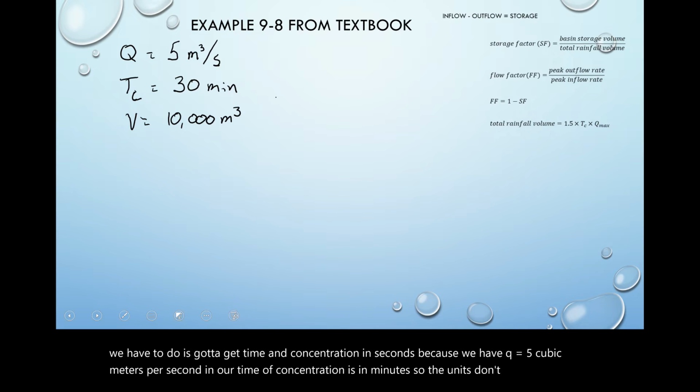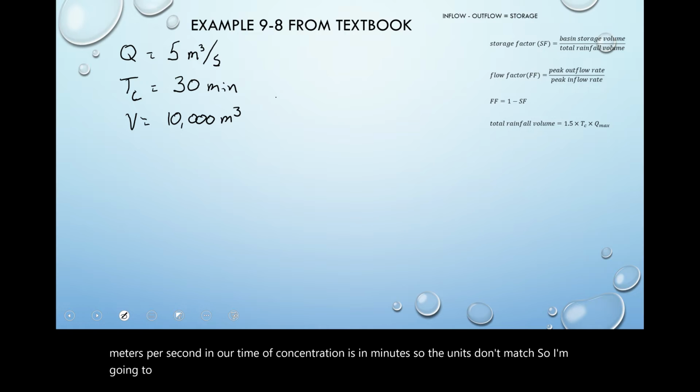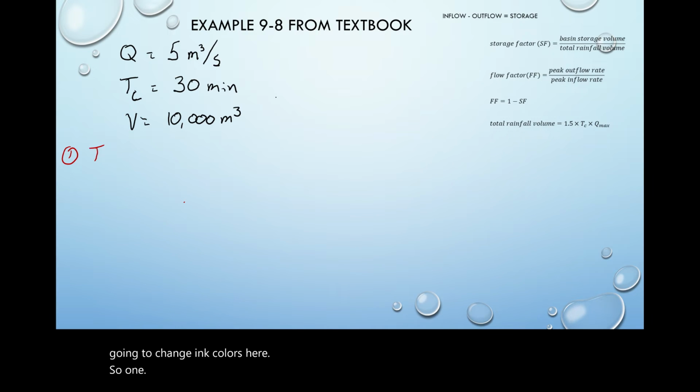I'm going to change ink colors here. So step 1: TC equals 30 minutes times 60 seconds per 1 minute, and that equals 1800 seconds. Okay?